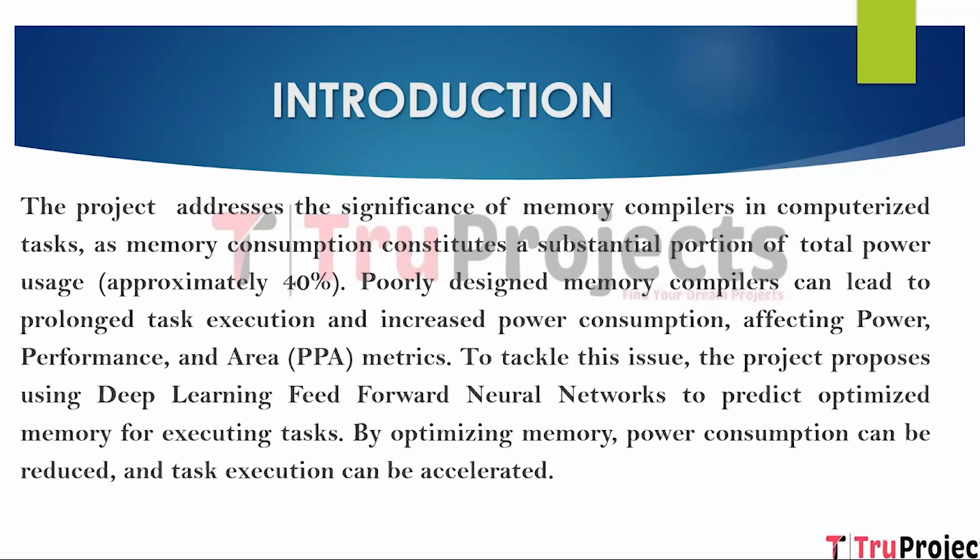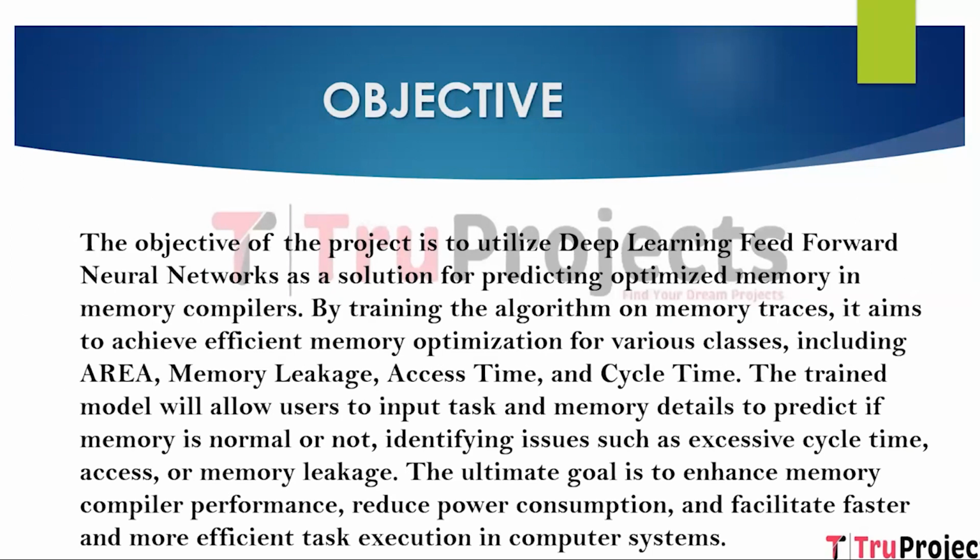To address this problem, the project proposes employing a deep learning feed-forward neural network to anticipate optimal memory for task execution. Memory optimization can minimize power consumption and speed up task performance. Objective. The goal of the project is to use a deep learning feed-forward neural network to anticipate optimal memory in memory compilers. It tries to accomplish effective memory optimization for several classes including area, memory leakage, access time, and cycle time by training the algorithm on memory traces.